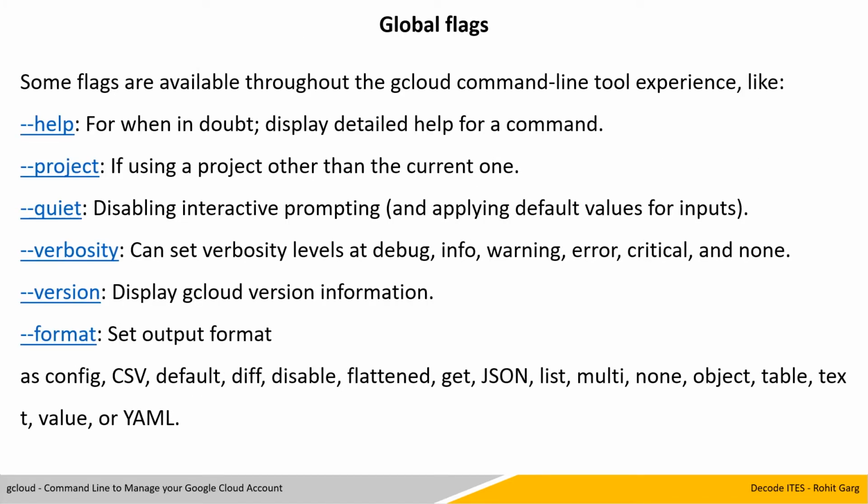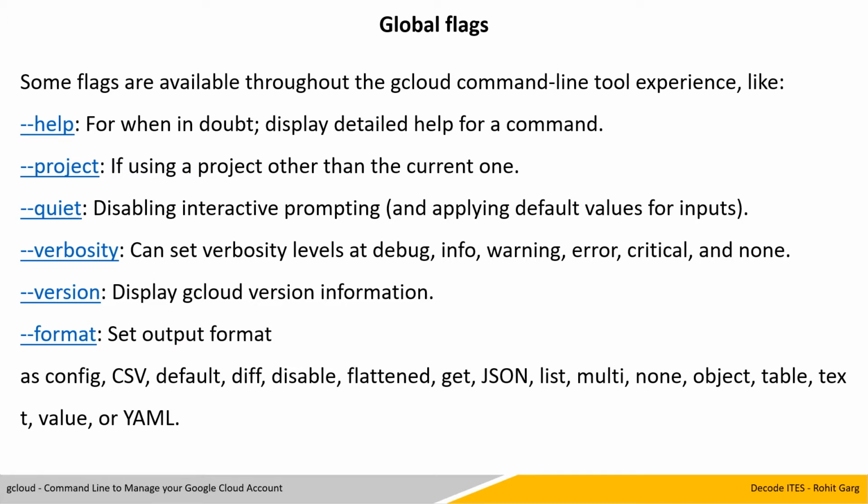Global flags. Some flags are available throughout the gcloud command line tool experience, like help, project, quiet, verbosity, version, and format. Help, as we already discussed in gsutil, you can run this command to get the options and descriptions of a particular command. Project: if you are using a project other than the current one, you can use this and mention the project ID. Next is quiet, disabling interactive prompting. That means it will not ask you anything and works in the background.